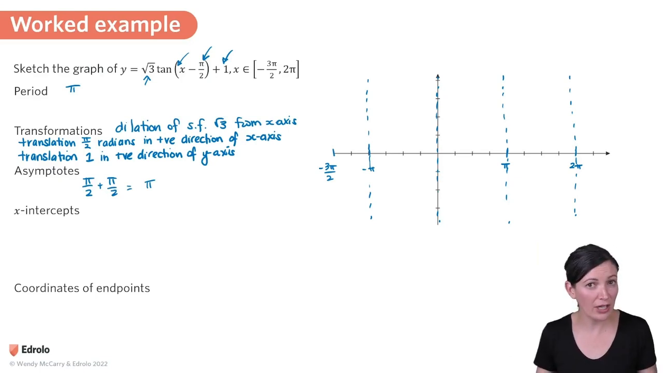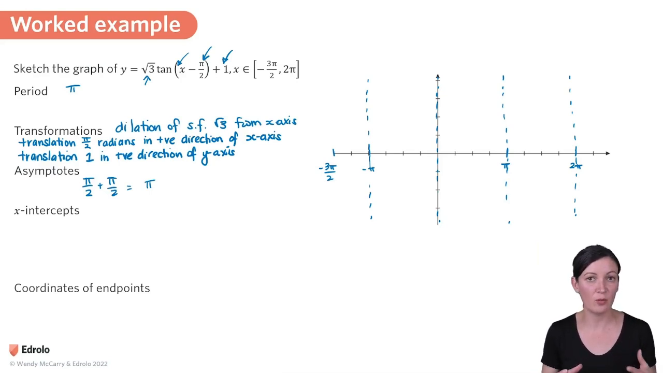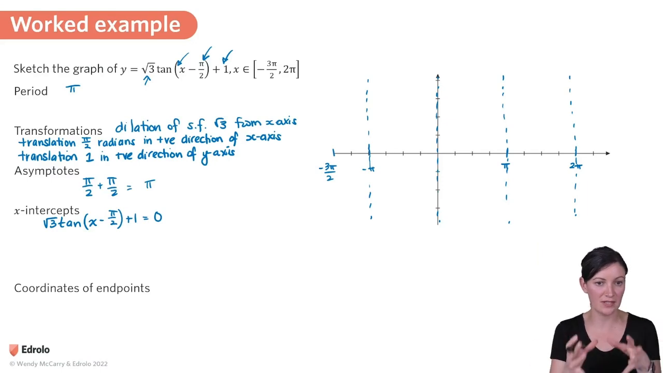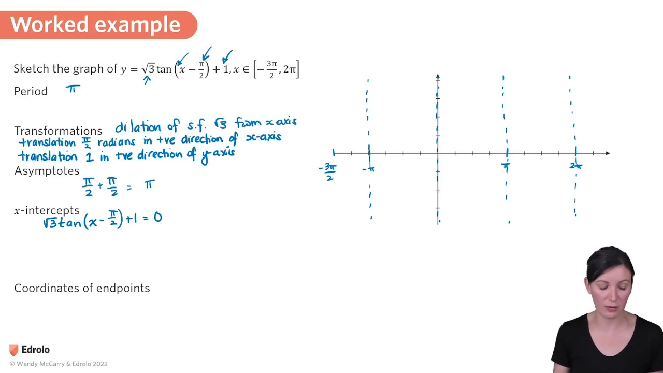Now let's have a look at where our x-intercepts are, because that's going to help us start to get a feel for what the shape of this function looks like. To find the x-intercepts, we want to set the equation of the graph equal to 0. The first step I'm going to take is to rearrange this equation so it's just tan of something is equal to something else. So I'm going to subtract 1 from both sides and then divide by root 3.